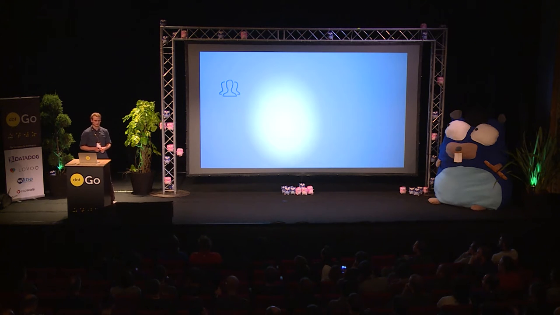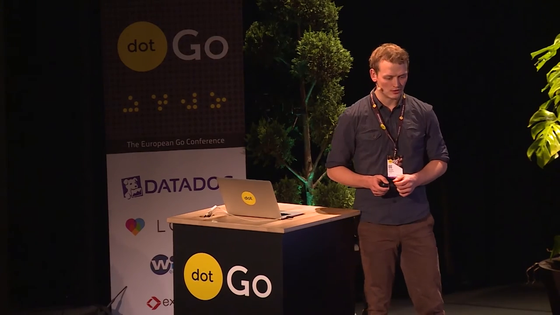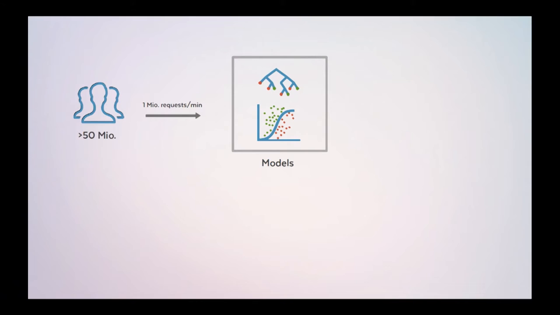I'd like to talk about machine learning in Go. On our social platform, there are more than 50 million registered users. By interacting with each other, they produce roughly 1 million requests per minute to our systems. We're using machine learning to make several decisions, for example, finding possible chat partners or separating the good guys from the bad guys by filtering spam.